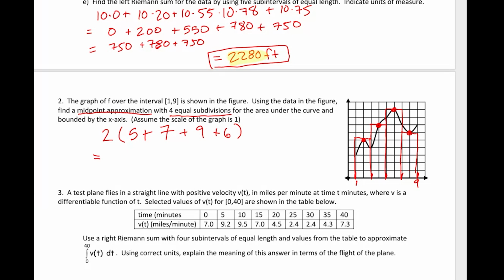Okay, so we've got 5 and 7 is 12. 12 and 6 is 18. 18 and 9 is 27. So we have 2 times 27, which is 54. That's not 57, 54.